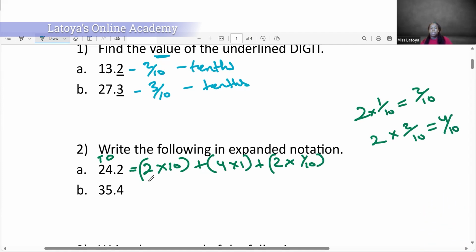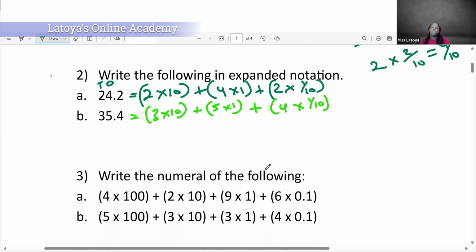So remember that. If I have to expand 35.4, or 35 and 4 tenths, it's going to be: 3 is in the tens place, the 5 is in the ones place, and the 4 that is in the tenths place is multiplied by 1/10.